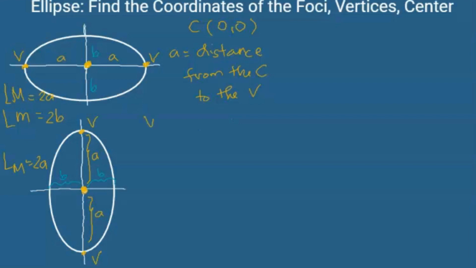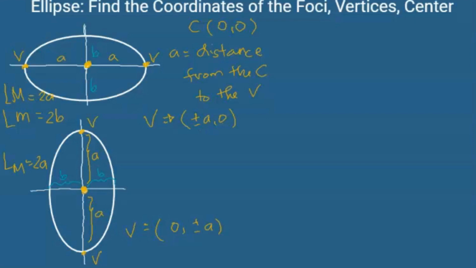So the coordinates of the vertices would be plus or minus A and 0. And the coordinates of the vertices of a vertical ellipse would be equal to 0, plus or minus A.